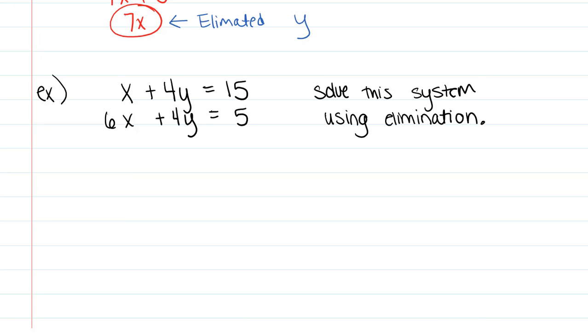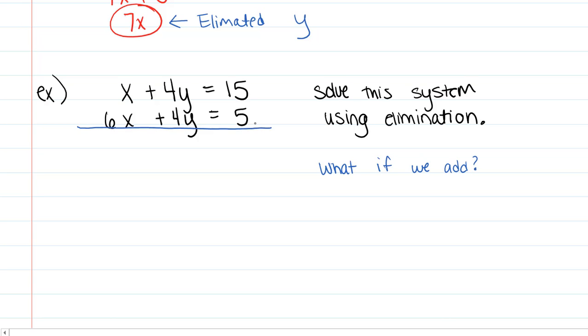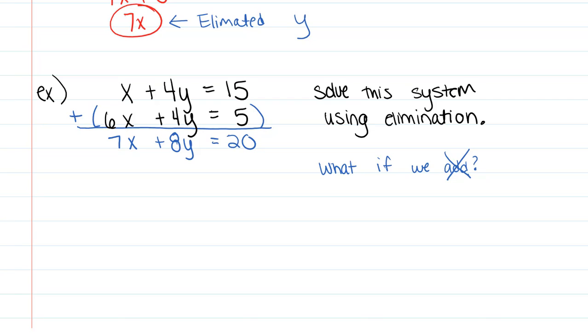So let's try a couple things out. What if I add? Let's see what happens. So I'm going to add the equations together. x plus 6x is 7x. 4y plus 4y is 8y. 15 plus 5 is 20. Okay, unfortunately, I did not eliminate a variable. So we're not going to add.